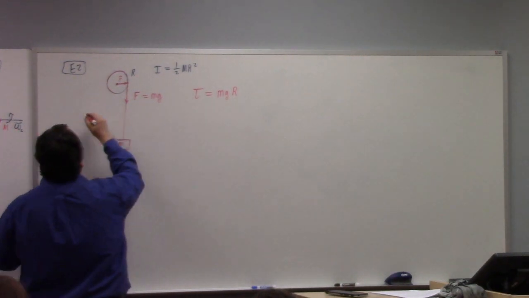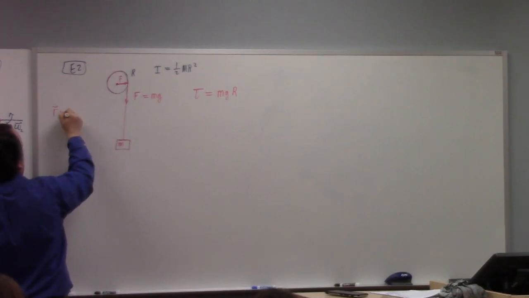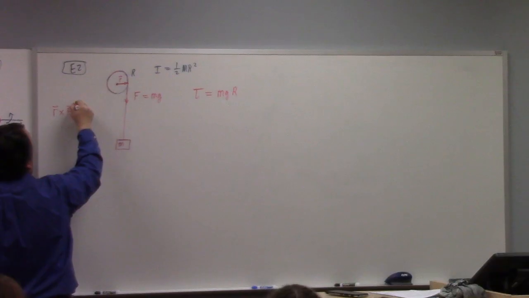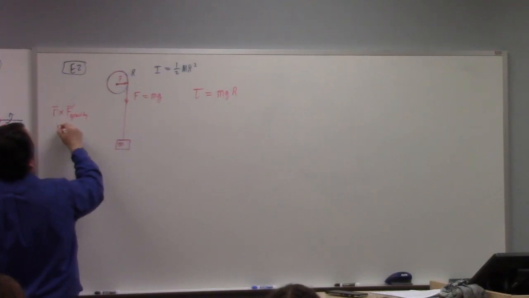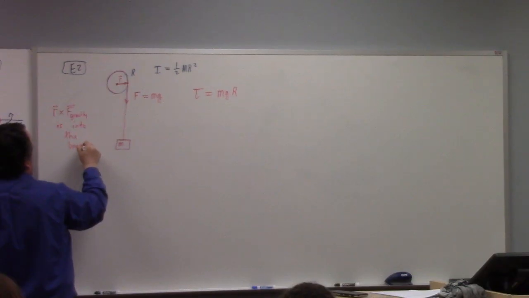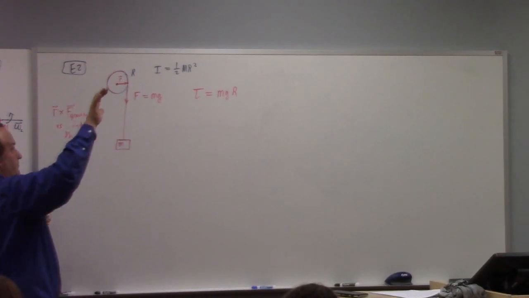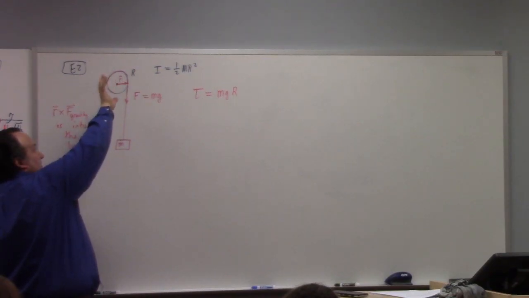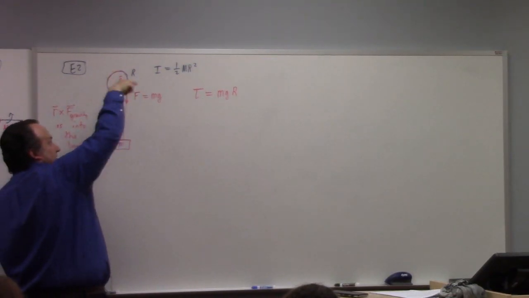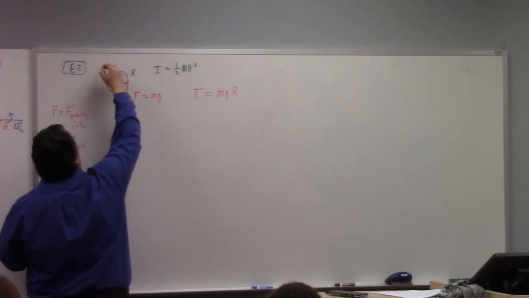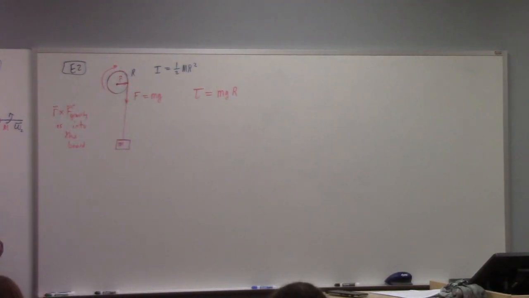So r cross the force of gravity is into the board. And that makes sense, right? Because if you take your right hand and think about what kind of rotation it's going to produce, the rotation is going to be this sort. That's the direction of the rotation.